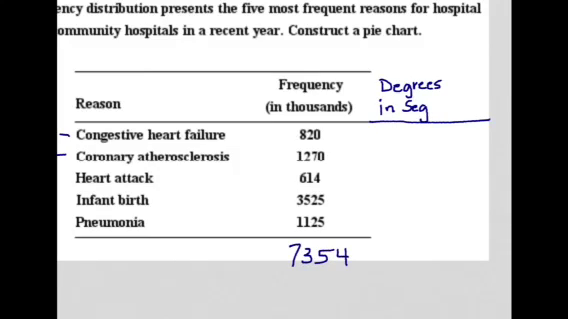Okay, so the first one we have is 820. To calculate the number of degrees in that segment, I'm going to take 820, divide it by the total, 7,354, and then multiply by 360. And you can type it into the calculator just like this. Multiplication sign looks like an asterisk. And when I calculate that, I get 40.141.